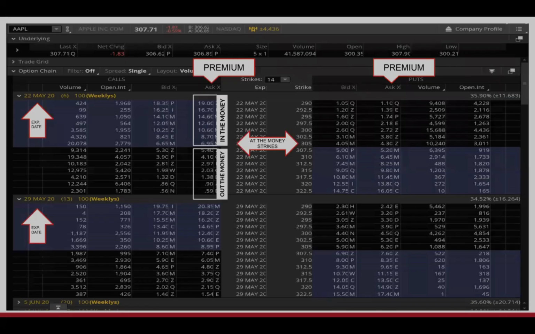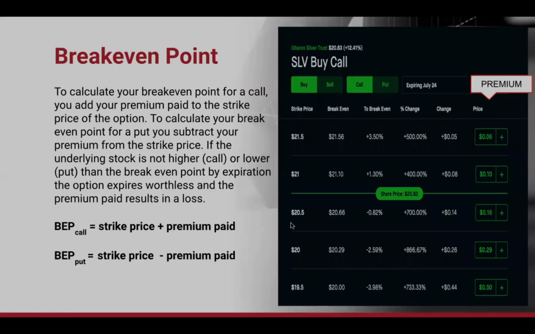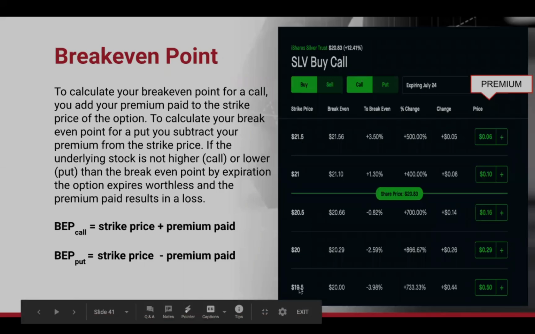So on the Robinhood platform, it's going to look a little bit different. Let's say you wanted to buy silver. Well, the break-even price, break-even means I'm not going to lose my money. So that means silver has to be higher than, let's say I paid $6 for my premium. Well, silver right now is $20.83. If I pick this strike, 21.5, because some of your buddies are going to say, nah, I'm going to buy the 20 strike or the $19.50 strike. All right, each strike is going to have a different scenario.